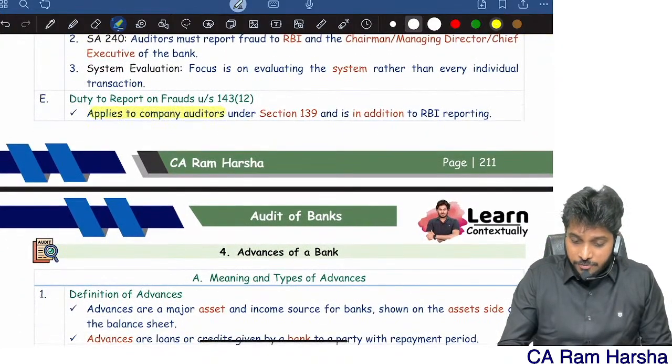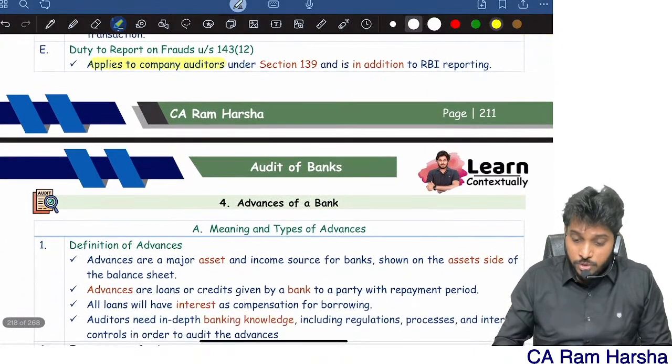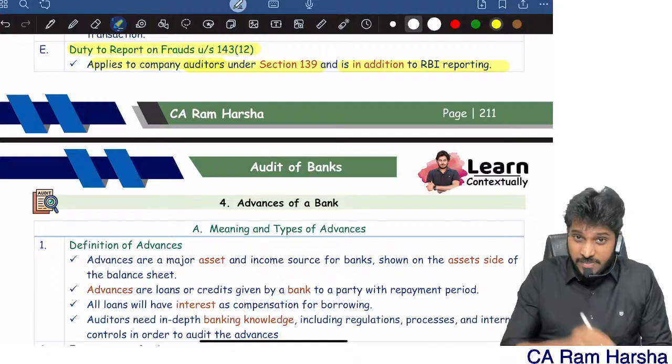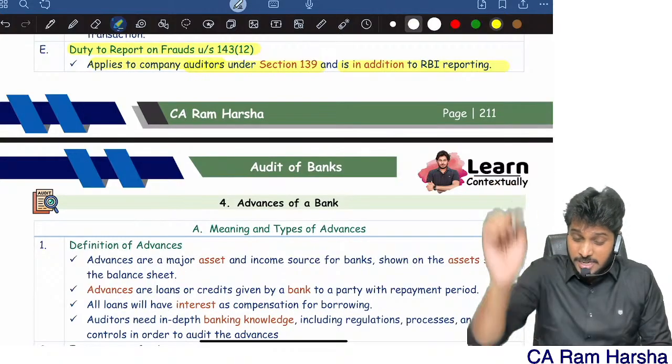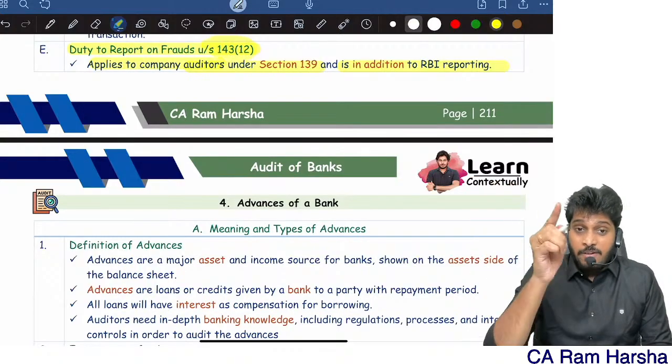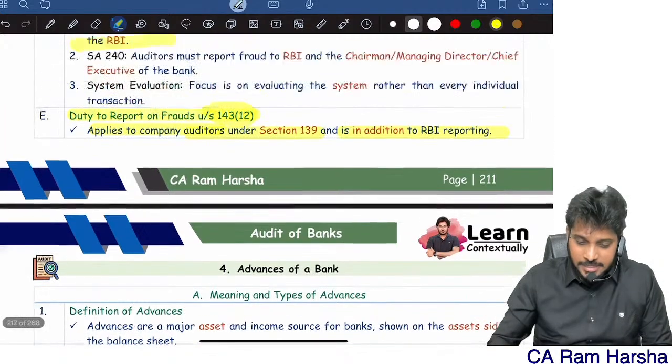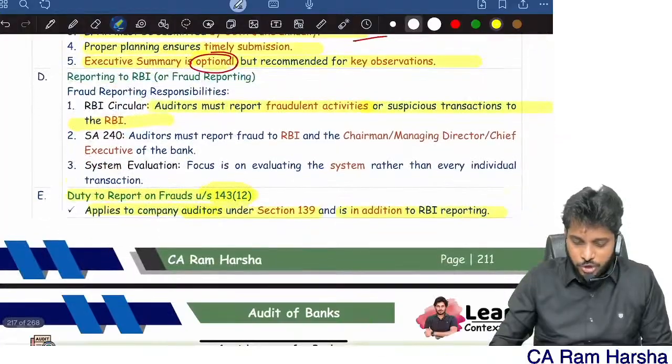And further, if the auditor identifies any fraud of more than 1 crore, automatically 143 subsection 12 is applicable. In addition to reporting to RBI, auditors appointed under 139, meaning statutory auditors, should also report to the central government if they identify any fraud where the amount involved is 1 crore and above. 143 subsection 12, that's it. So this is regarding reporting of frauds.